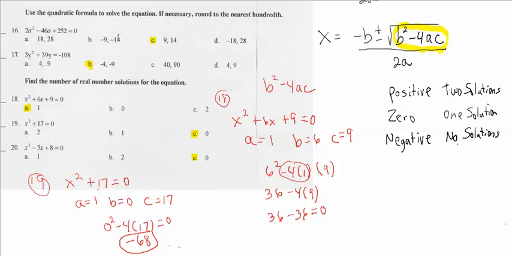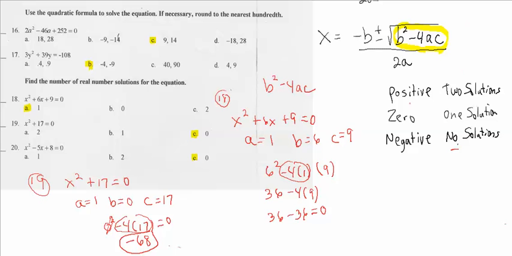Okay, number 19. I went through and identified my a, which is 1, my b, which is 0, and my c, which is 17. I plugged them in here. 0 squared is 0. Then I went negative 4 times 17, which I got negative 68. If it's a negative answer, it's no solution, so there are 0 solutions.